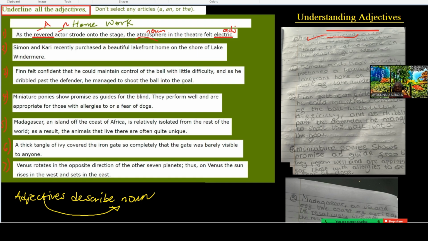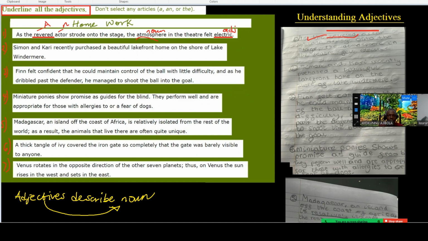Okay, let's go to number two. Simon and Carrie recently purchased a beautiful lakefront home on the shore of Lake Windermere. So, what are the words you underline in number two? Beautiful. Okay. So, is there any other one? No. Okay, let's see.